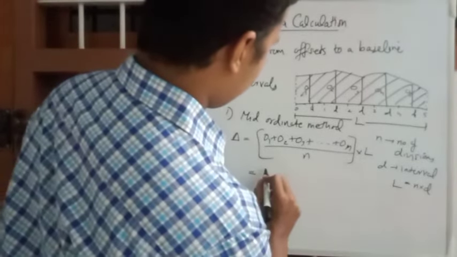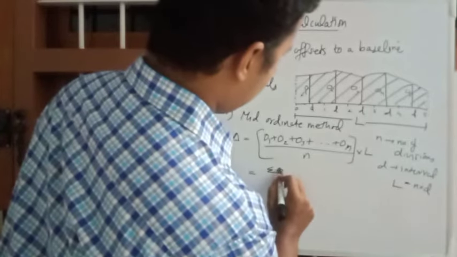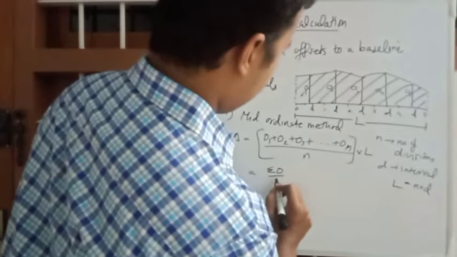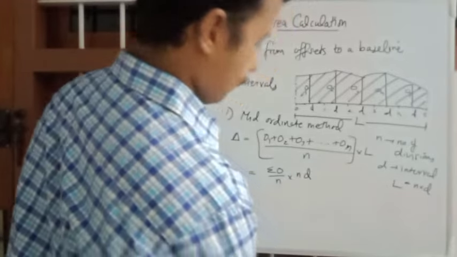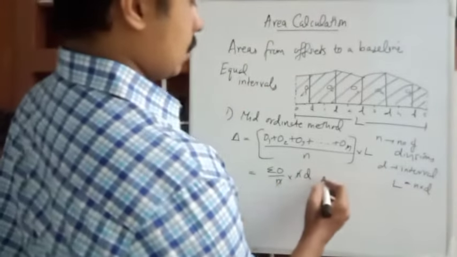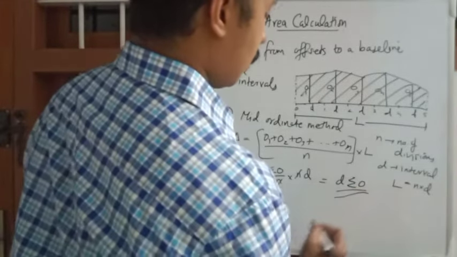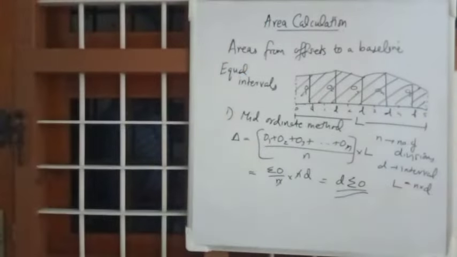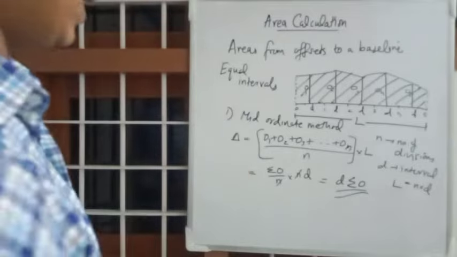So sigma O by n into n d, that is d sigma O. That is how we find the area using the mid-ordinate method. So moving on to the next method.